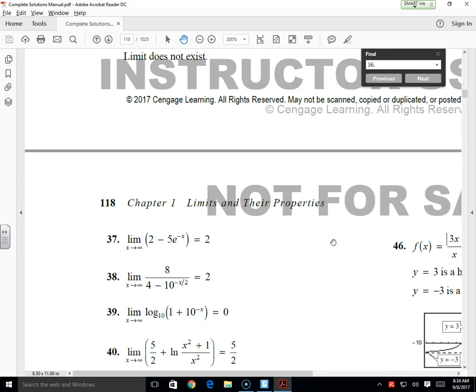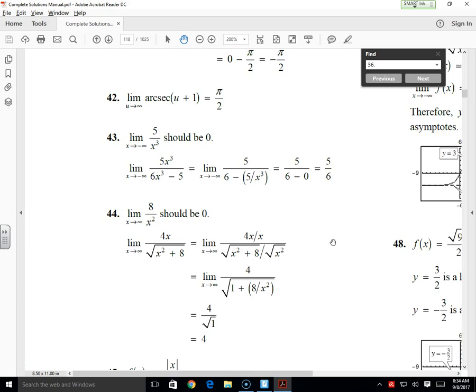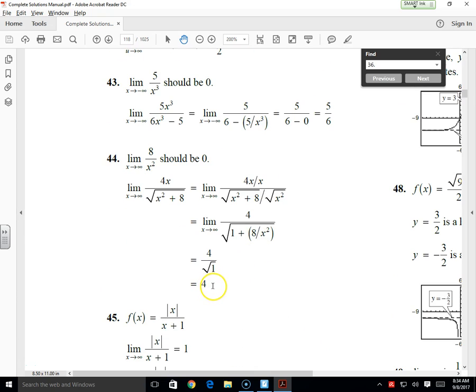Number next one. 44. That's so weird. I don't even understand. Don't worry. What they're doing is trying to take away the degrees. And so when you divide the top by x, it's just 4. But aren't x and the square root of x squared the same thing? Yes. But I needed the square root of x squared to bring it in.